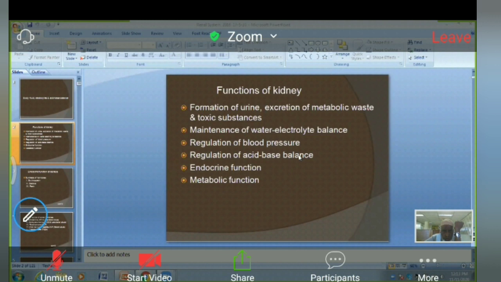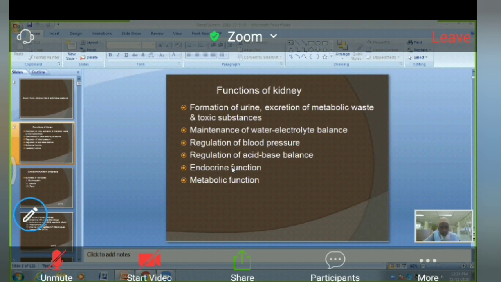This is most important, acid-base balance. If more acids are produced in the body, these acids are eliminated through kidneys. Acid and base which are in excess are eliminated through the kidneys. So this is an important function of the kidney.